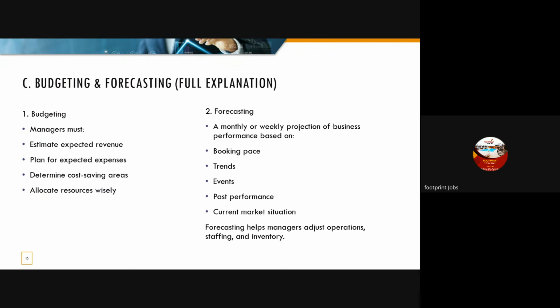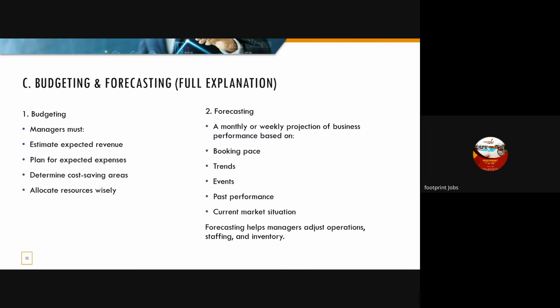Now, let's talk about forecasting and budgeting in full explanation. Number one, budgeting. As a manager, you must estimate expected revenue. It is very important. I'm not saying that you will always be accurate, but for you to be able to budget, you must be able to forecast. So you work with the track record of what has happened previously. You work with trends. You work with previous performances. That's how you are able to project estimated revenue.